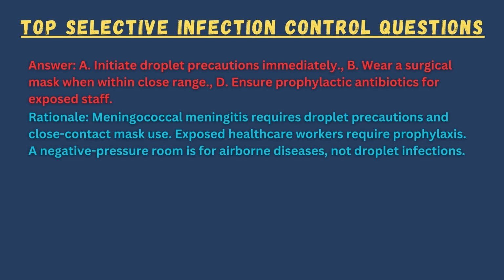Answer: A. Initiate droplet precautions immediately. B. Wear a surgical mask when within close range. D. Ensure prophylactic antibiotics for exposed staff. Rationale: meningococcal meningitis requires droplet precautions and close contact mask use. Exposed healthcare workers require prophylaxis. A negative pressure room is for airborne diseases, not droplet infections.